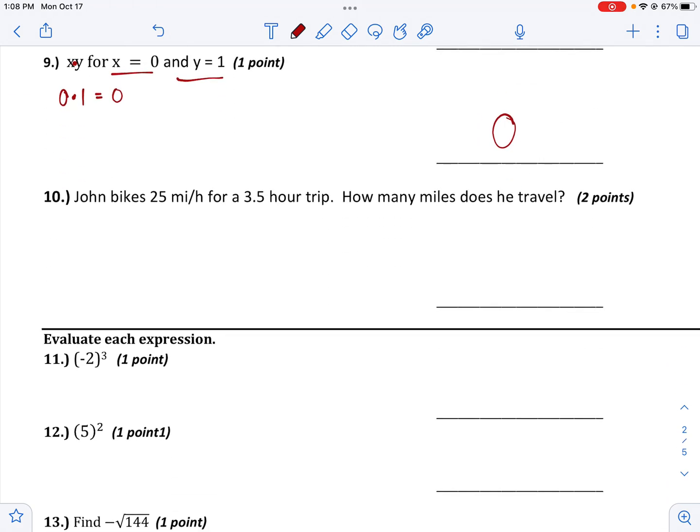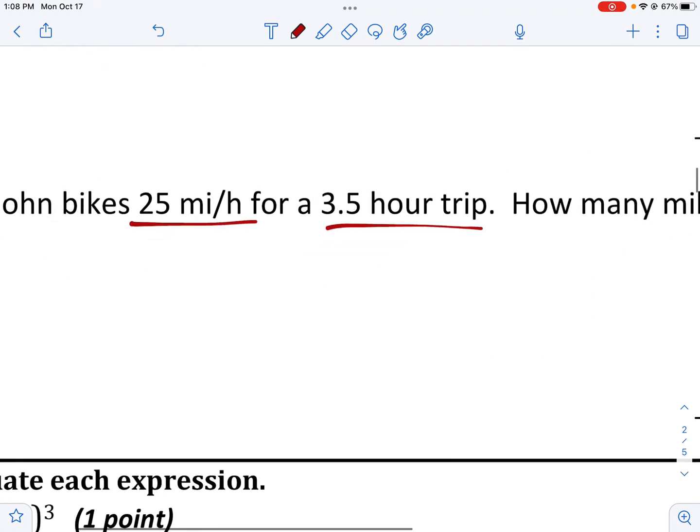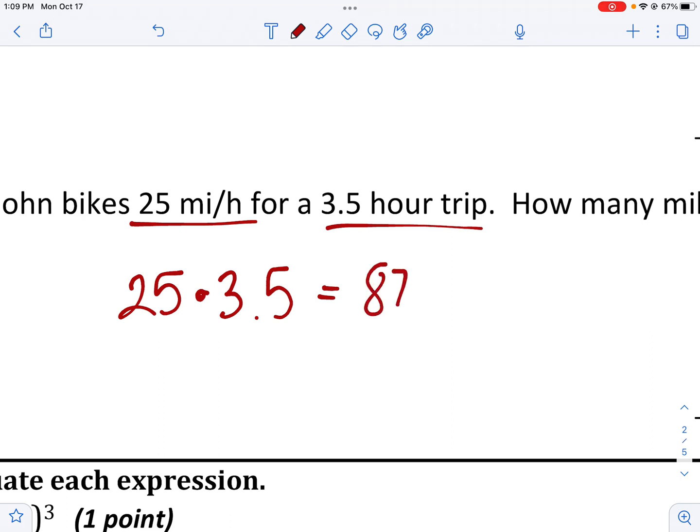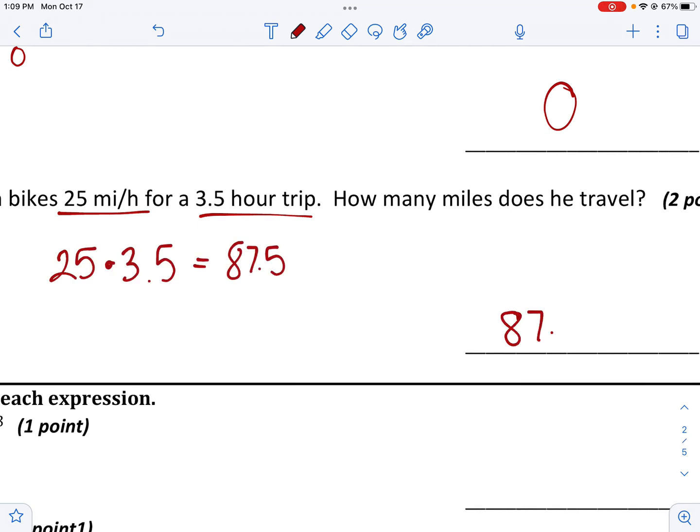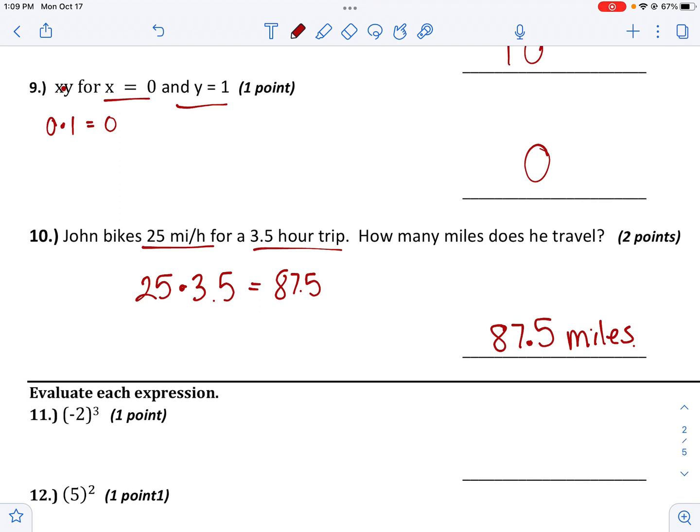Number 10, John bikes 25 miles an hour for a 3.5-hour trip. So how many miles does he travel? Well, if he's going 25 miles an hour and he's biking for 3.5 hours, we can use our calculator and multiply that. Hopefully you got 87.5, and we have to add a label on that, 87.5 miles. So if John is biking for 3.5 hours, he's going to bike 87.5 miles.